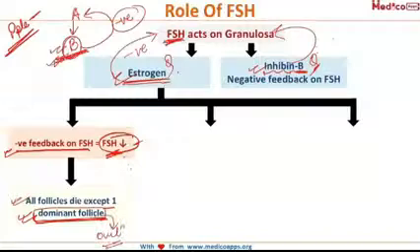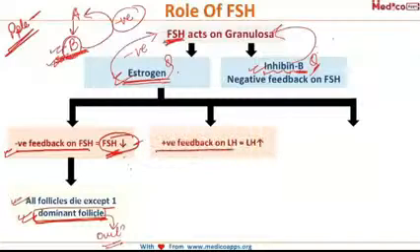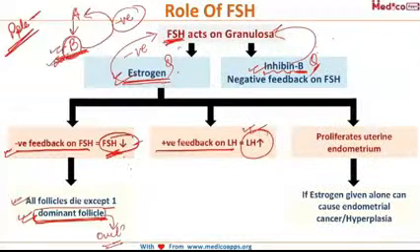Now apart from this, estrogen has a negative feedback action on FSH, and a positive feedback action on LH, thereby causing an increase of the LH levels. Then they have another very important function: on the uterine endometrium they cause proliferation.